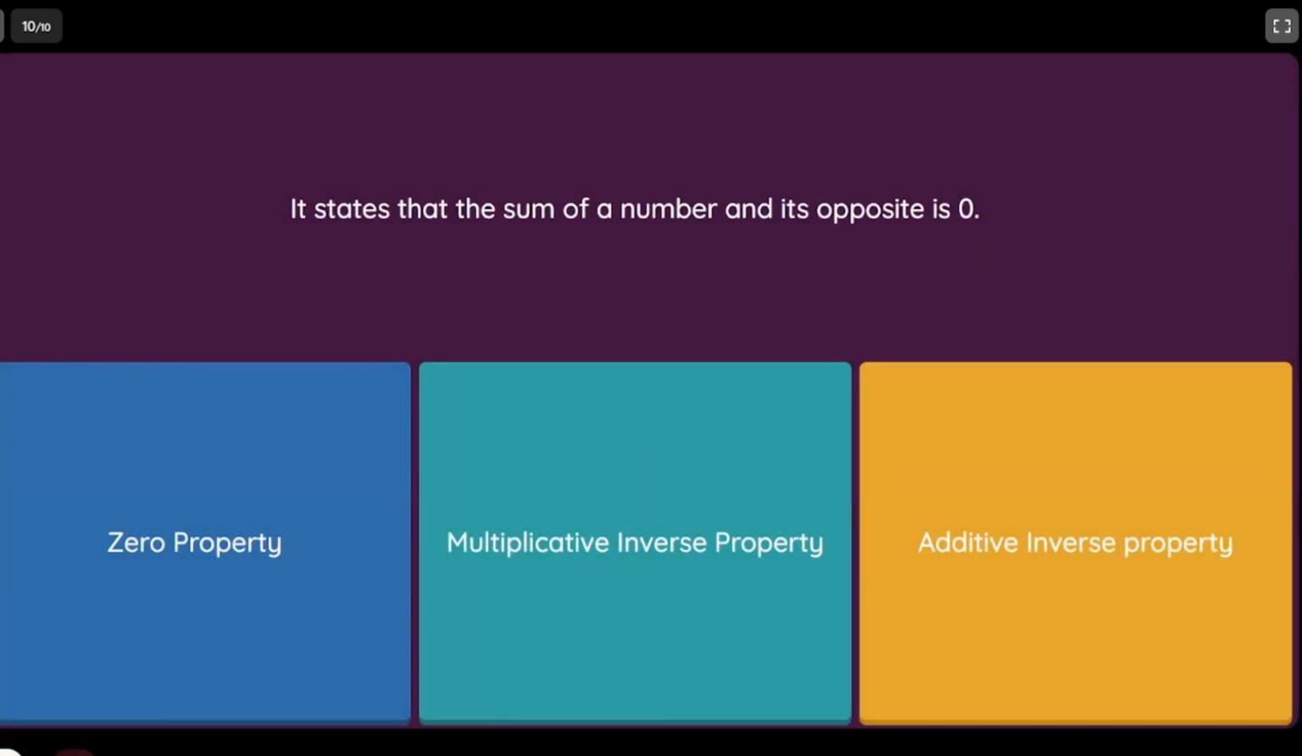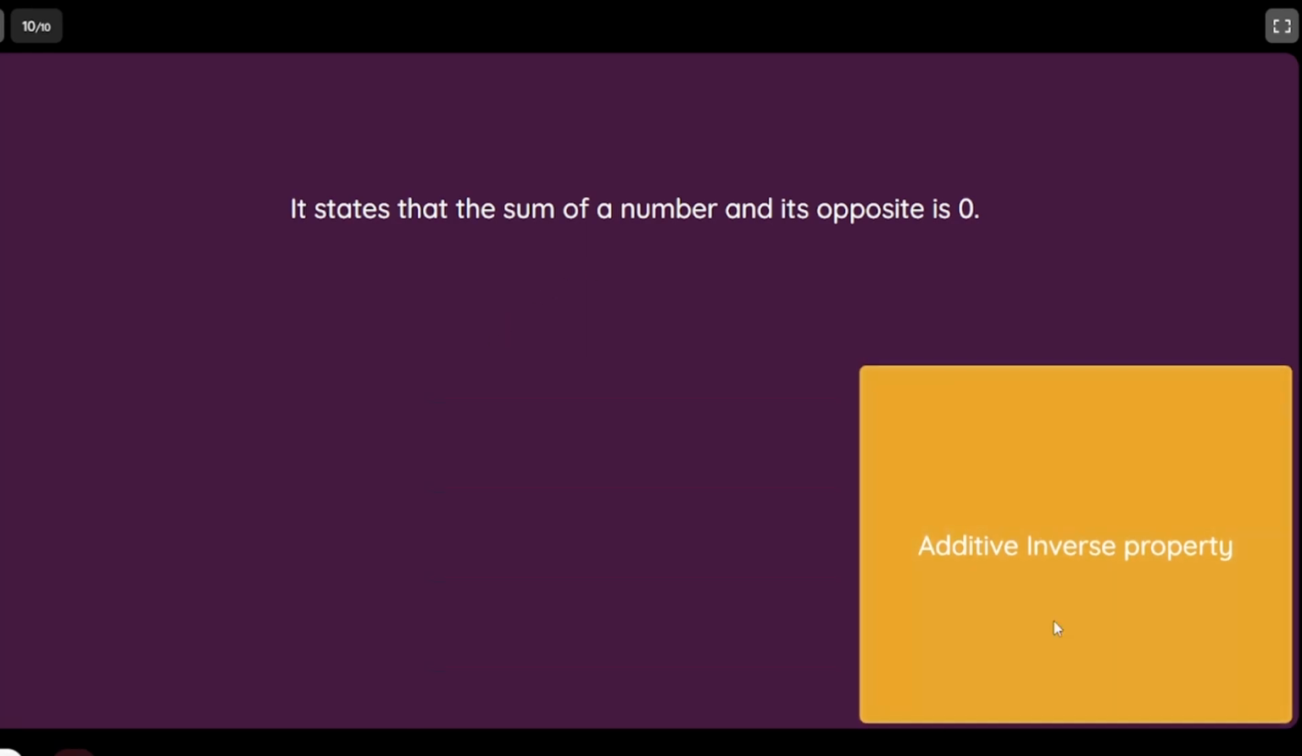Question number 10. It states that the sum of a number and its opposite is 0. And we know that the additive inverse, if you have a number and you add its additive inverse, it would give you 0. That is called the additive inverse property.